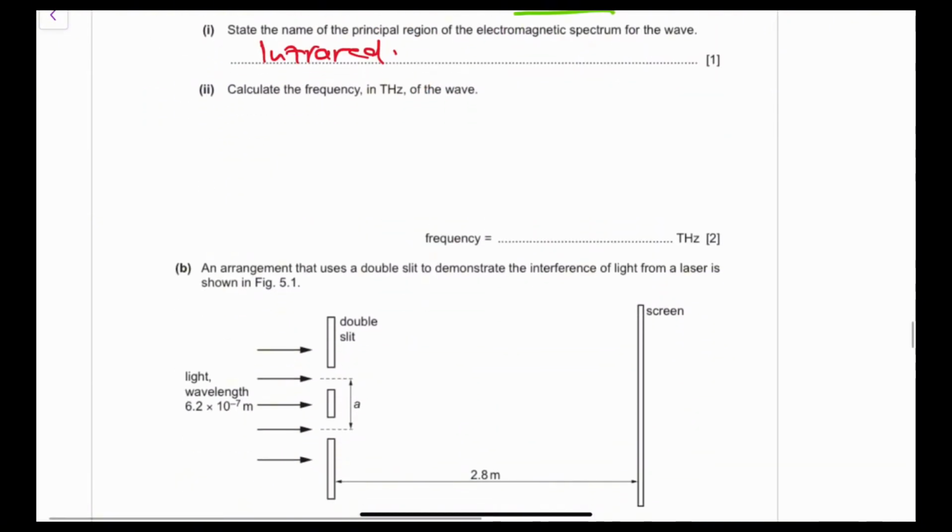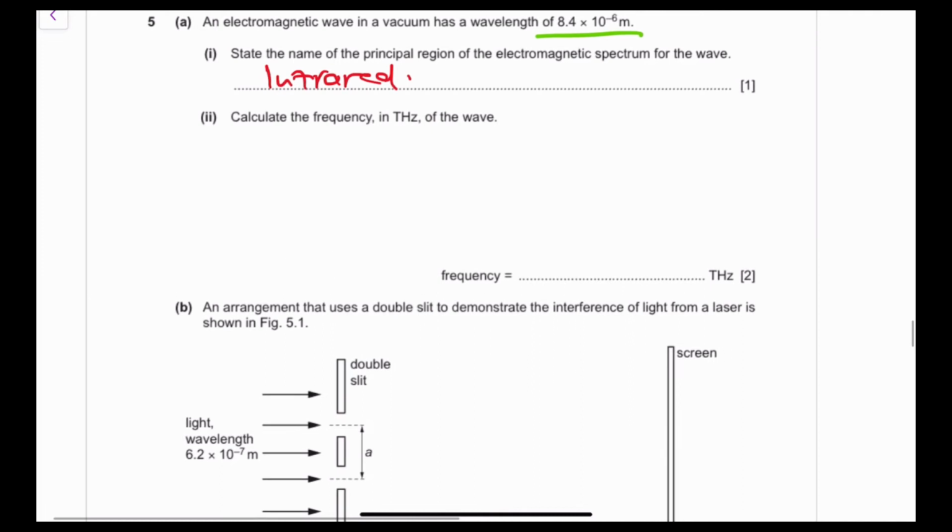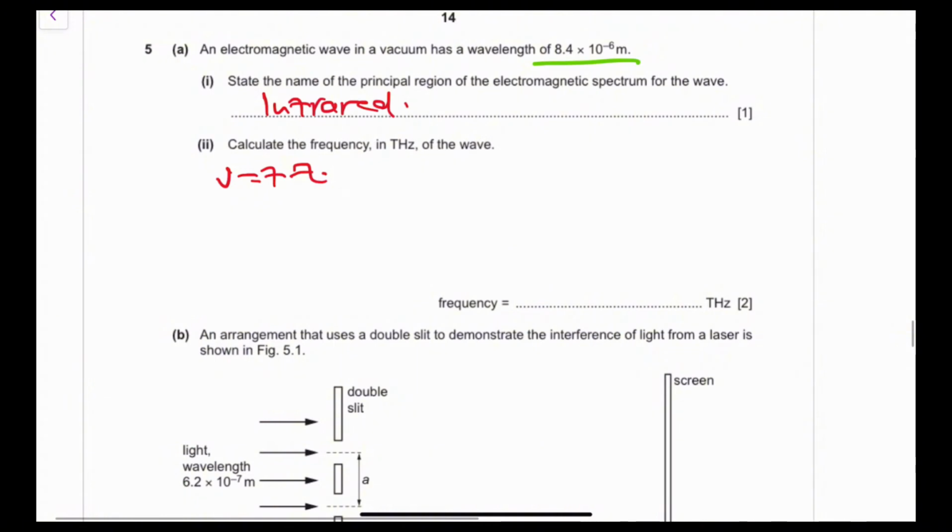Okay, the next question, we've been asked to calculate the frequency in terahertz, right? The frequency in terahertz, so very important. We know that v is equal to f lambda, okay? But we've been given the wavelength and we want to find the frequency. So frequency is v over lambda. What is the speed of an electromagnetic wave? Well, electromagnetic waves travel at the speed of light. So this is basically 3.0 times 10 to the power of 8.